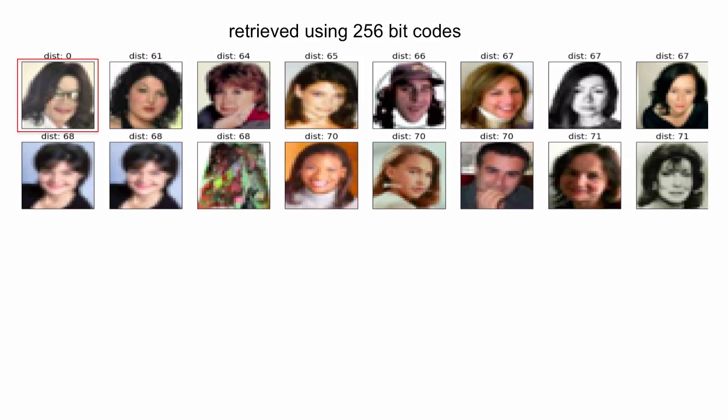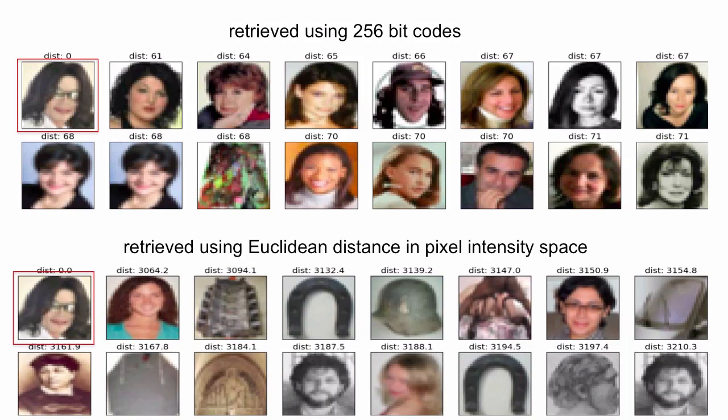If we look at the retrieval you get by using Euclidean distance on the raw pixels, then some of them are faces, but most of them aren't. So obviously the autoencoder has understood something about faces that isn't in the information about Euclidean distance. It's clearly giving much better retrieval.